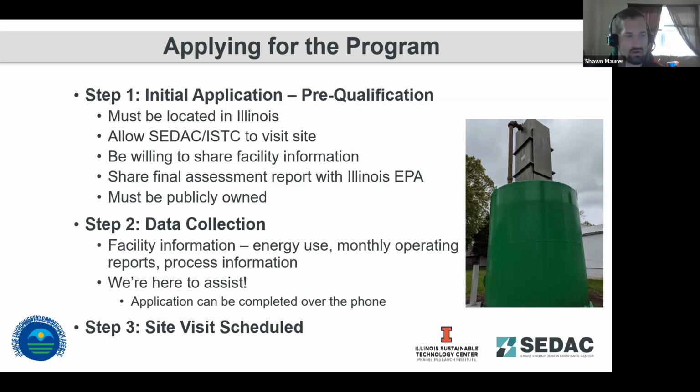And then we'll also be gathering detailed information on motor and pump sizing, equipment that's in operation at the facility, hours of operation, things like that.